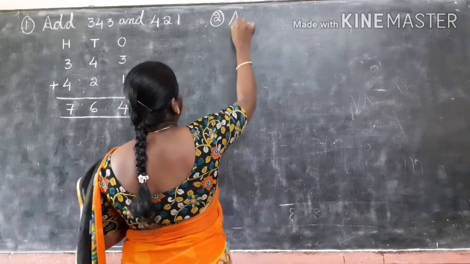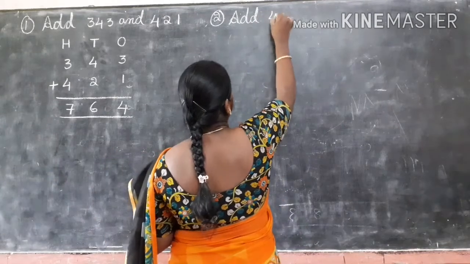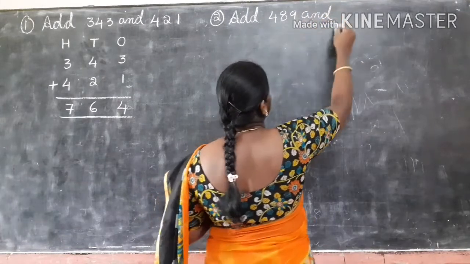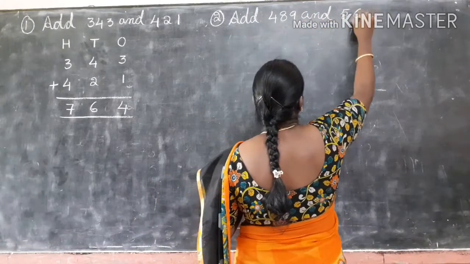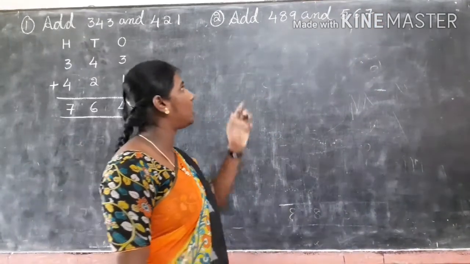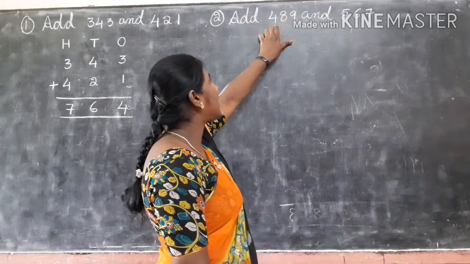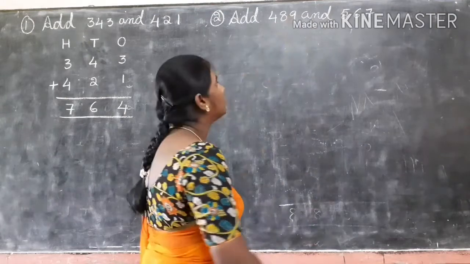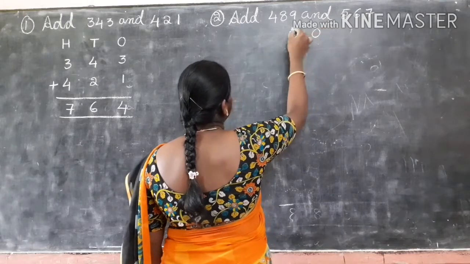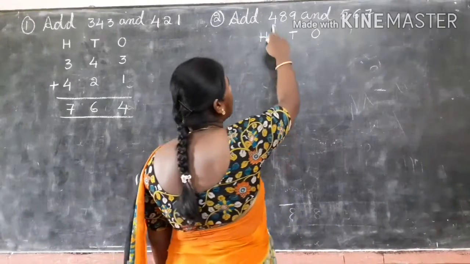Second one. Add 489 and 567. If you observe here, which place does the first number start from? Ones, tens, hundreds. So 489. We have to write the place values up to hundreds: ones, tens, hundreds. First number 489.